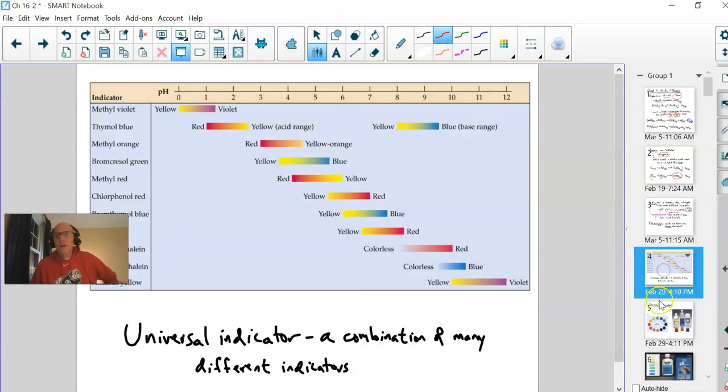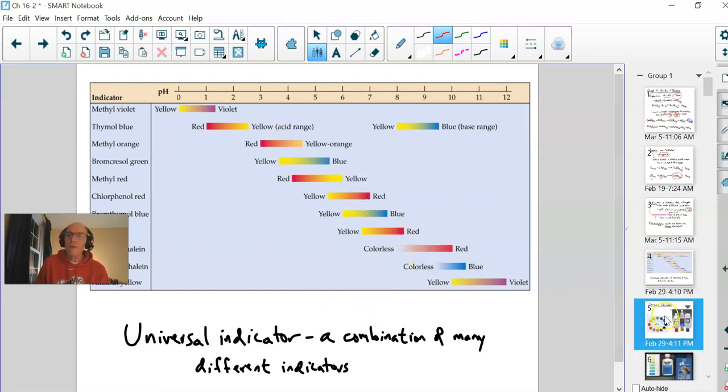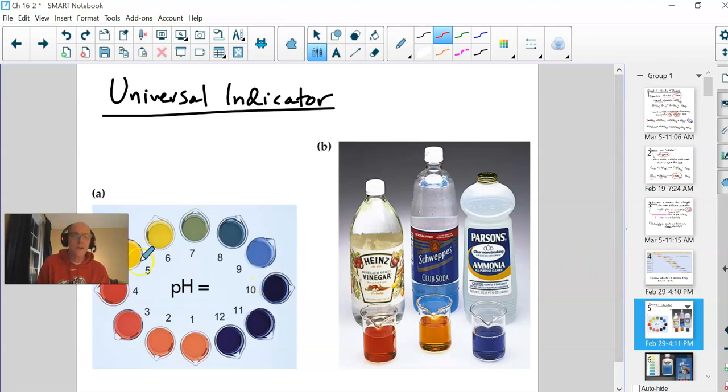Some other indicators that are used are sensitive to different ranges in pH. You can combine them together and make something called universal indicator. This actually contains a number of different chemicals that turn different colors at different pHs. So you can combine them and make a colorimetric pH scale. Here's a weak acid, vinegar, so you can see pH around 3 or 4. Club soda, an even weaker acid, maybe a 4 or a 5. And here's ammonia, again a weak base, looks like a 9 or a 10, according to that.